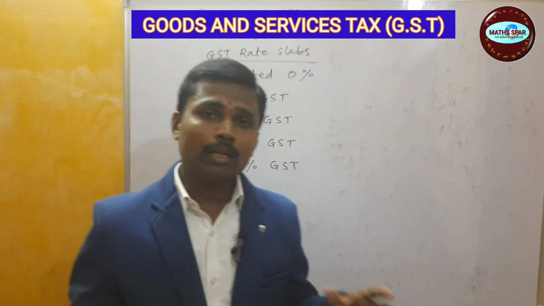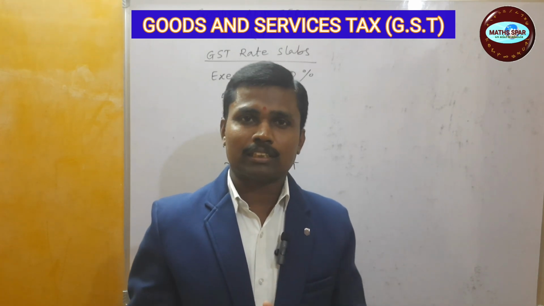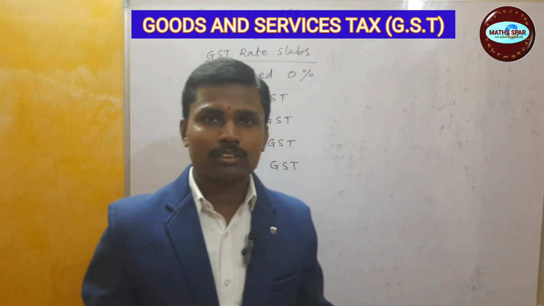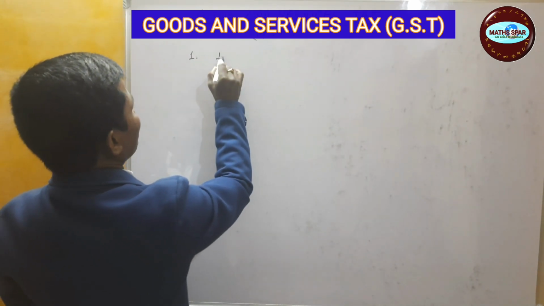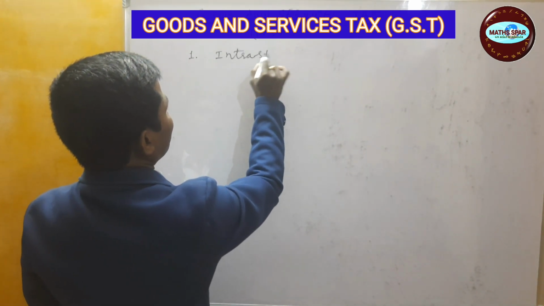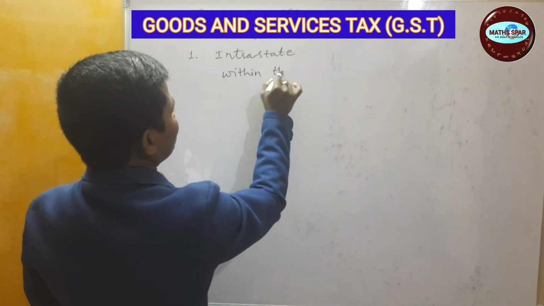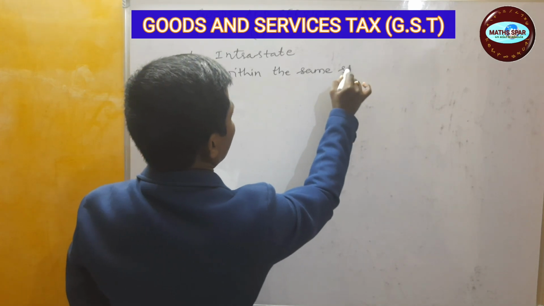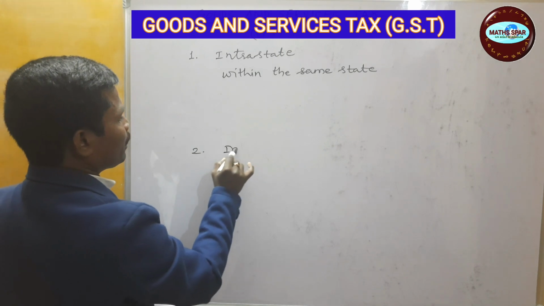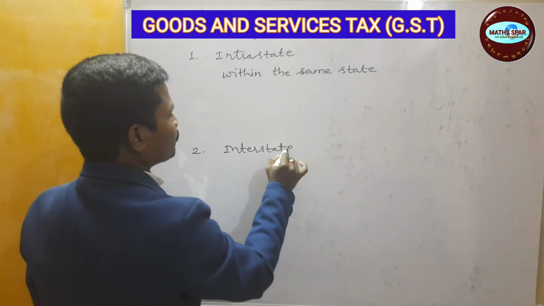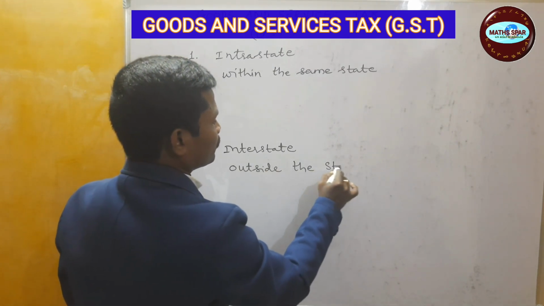Then when we talk about collection of GST, the supply of goods and services will be done in 2 transactions. The first one is intrastate transaction, which means within the same state, and the second one is interstate transaction, which is outside the state.